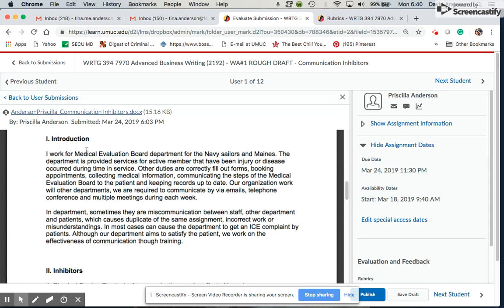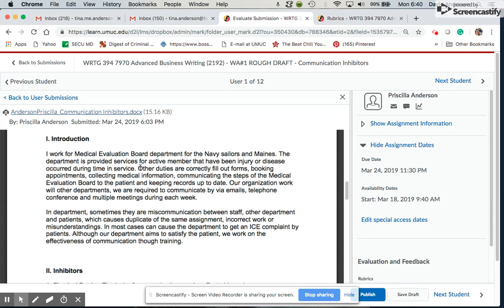I work for Medical Evaluation Board Department for the Navy Sailors and Marines. The department is provided services for active member that have been injury or disease occurred during time in service. So if we just take a look at those first 2 sentences.